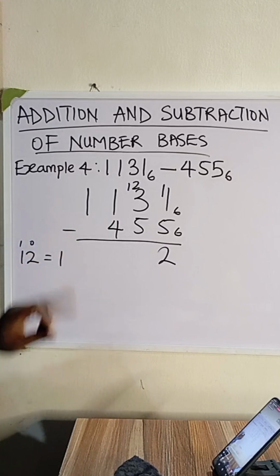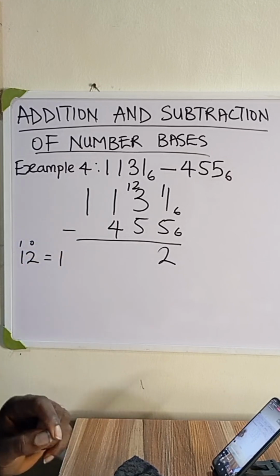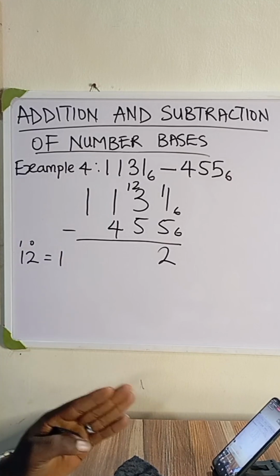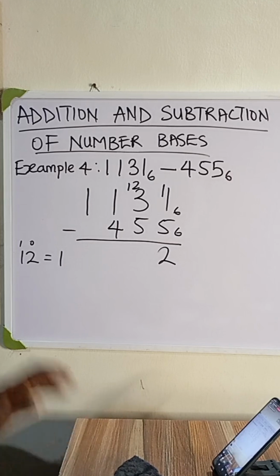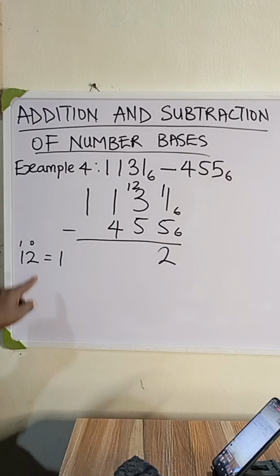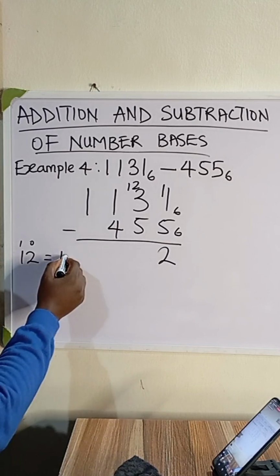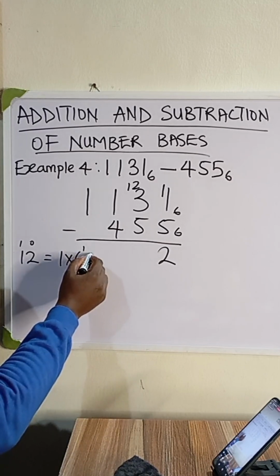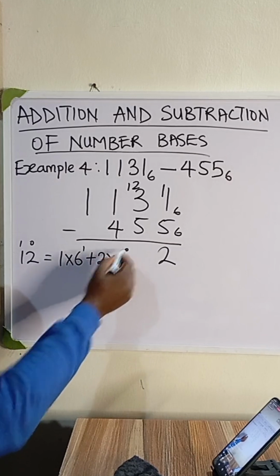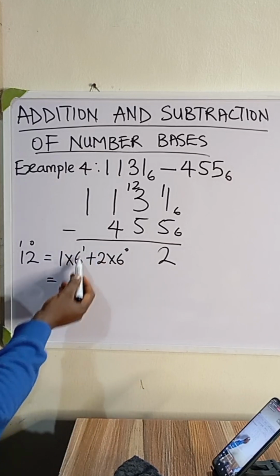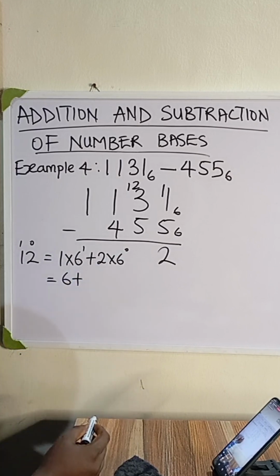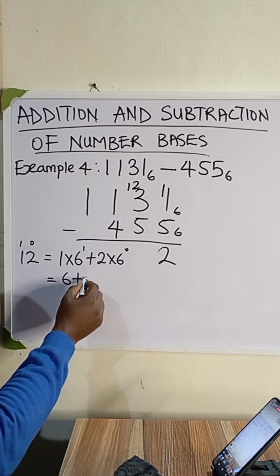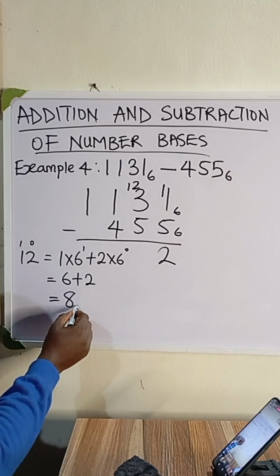To learn this, you need to go back to our previous class where we learned how to convert from other bases to base 10. Okay, so check out that video on my YouTube channel, how to convert from other bases to base 10. It's what we are doing here. So 1 times 6 to the power of 1 plus 2 times 6 to the power of 0. So this will give us 6 to the power of 1 is 6 times 1 is 6 plus 6 to the power of 0 is 1 times 2 is 2. So this will give us 8 base 6.